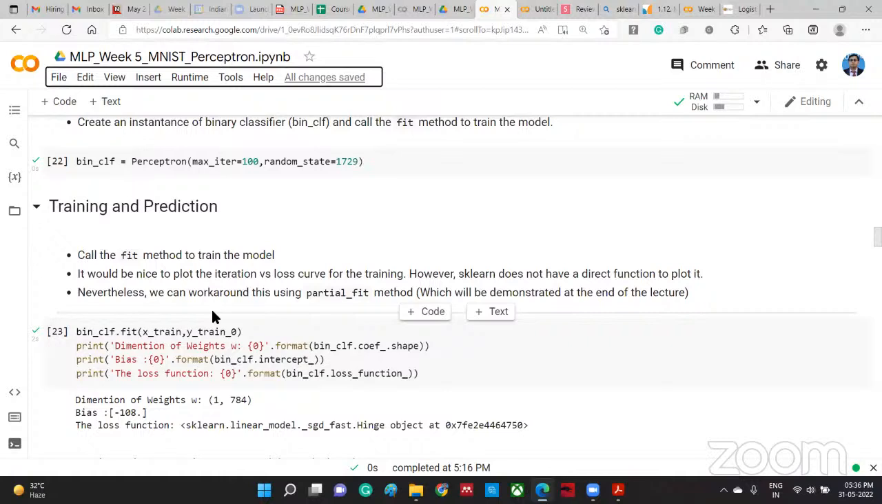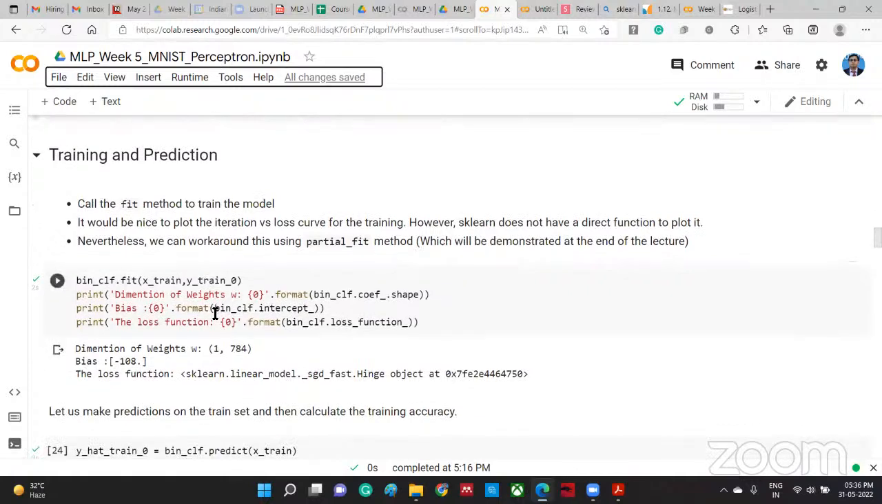So this is actually quite a big task. We are training and predicting. Here we are calling the fit method to train the model, and it will be nice to plot the iteration versus loss curve. But sklearn does not have a direct function to plot it, so we will use the partial fit method as the ma'am was telling, and it will be demonstrated at the end of the lecture. Fine.